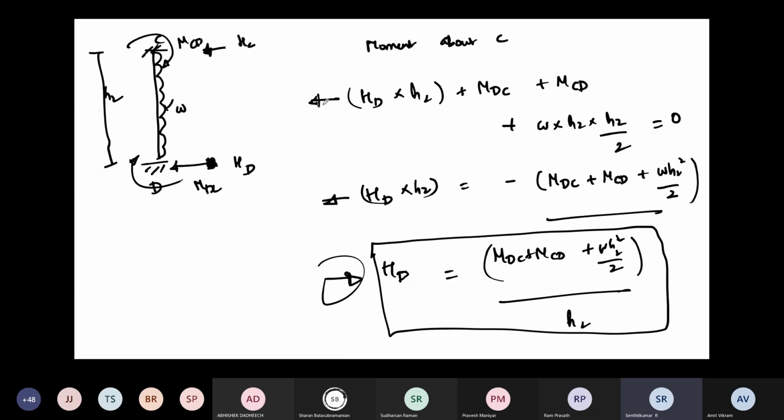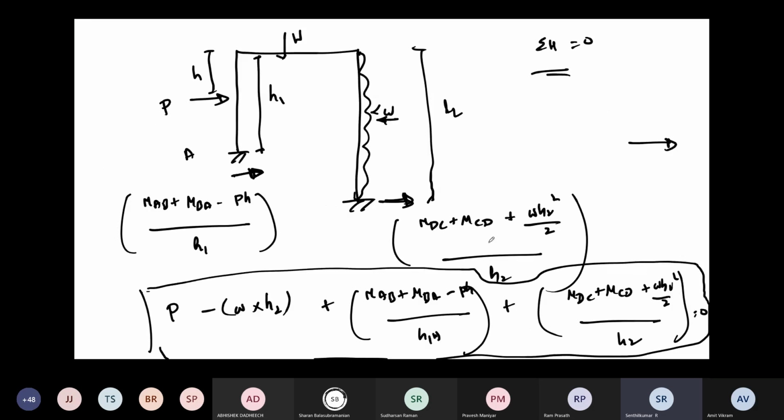Starting, I am just assuming this is a positive direction. Then I am going to change the direction as HD. So here, because of this direction, HD will be clockwise: HD into small h2 plus MDC. Then again, this load. I'm just taking this clockwise: plus W into H2, this whole thing into H2 by 2, like your UDL value only, and plus MCD. So what is my interest? To find the HD. So finally, HD is this one.